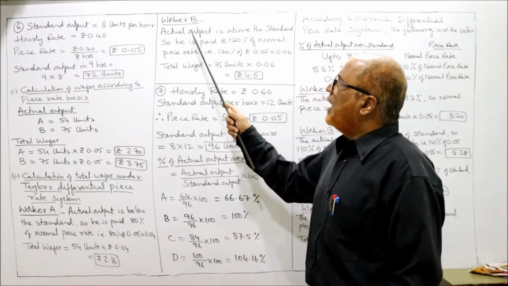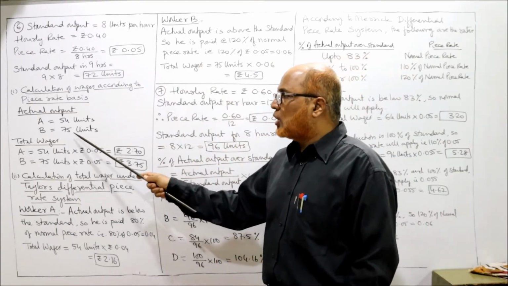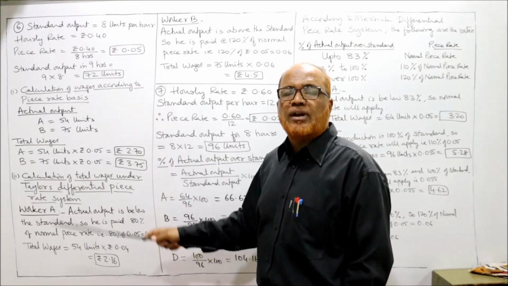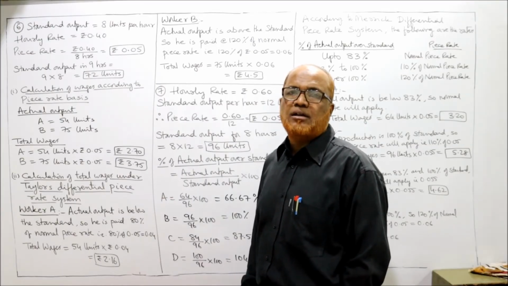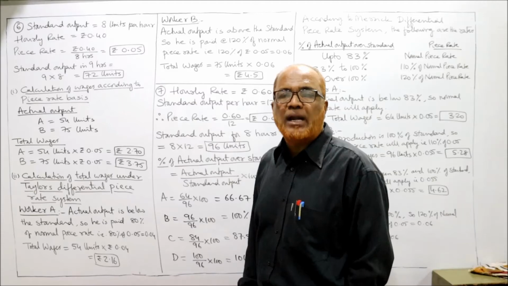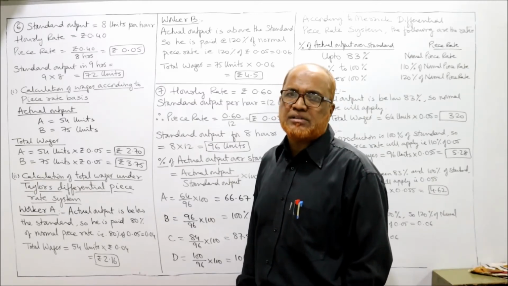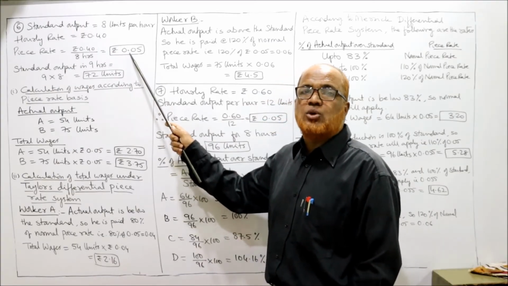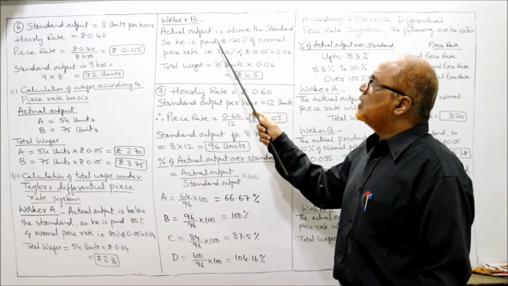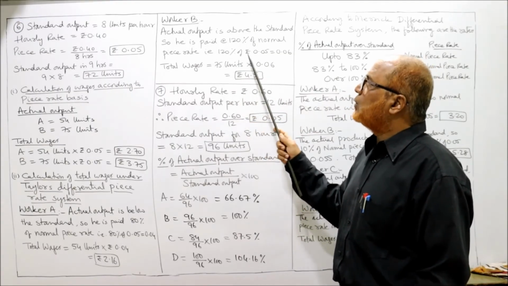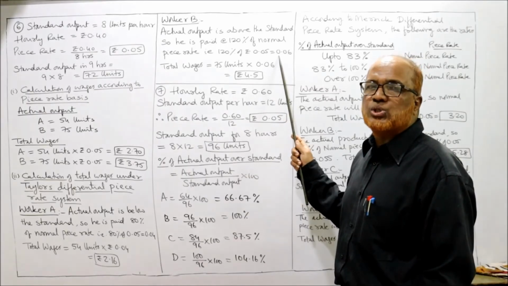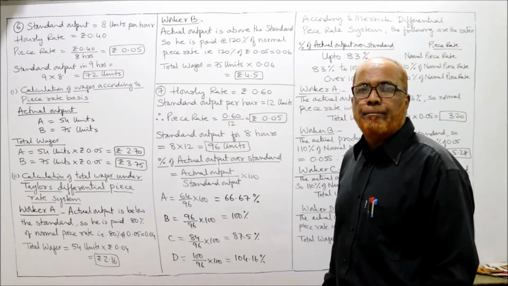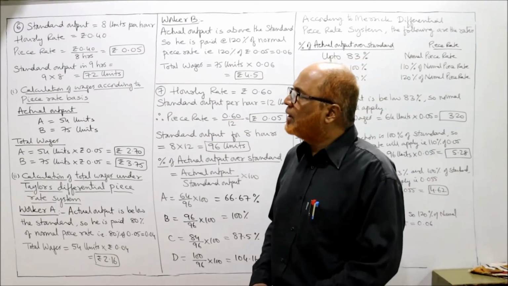Now worker B. Actual output is above the standard. How much is the actual output? 75 units. What is the standard output? 72 units. Worker B has produced more than standard. So he should be paid wages at 120% of normal piece rate. Normal piece rate is 0.05. So 120% of 0.05, you will get 0.06. So 75 units into 0.06, 4.5 is the wages for worker B. That's all. This is the end of problem number 6.